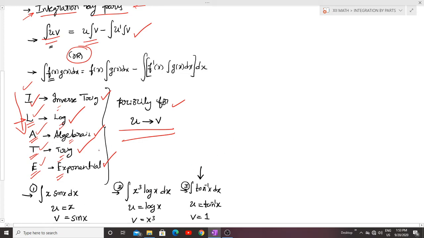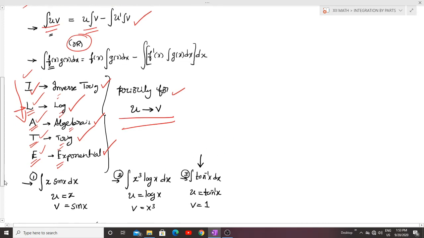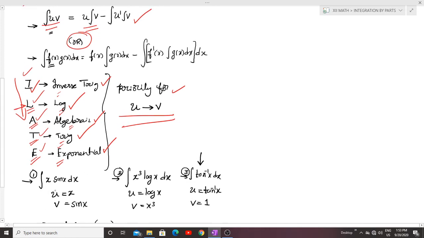Now look, I wrote some questions here for this ILATE order to be followed. The first question is x into sin x, I will have to integrate these. These are the three questions. We'll do them, right? First of all, in x sin x, u is equal to x, v is equal to sin x. Why? Because x is algebraic and sin x is trigonometric. So in ILATE, algebraic comes first, then trigonometric.